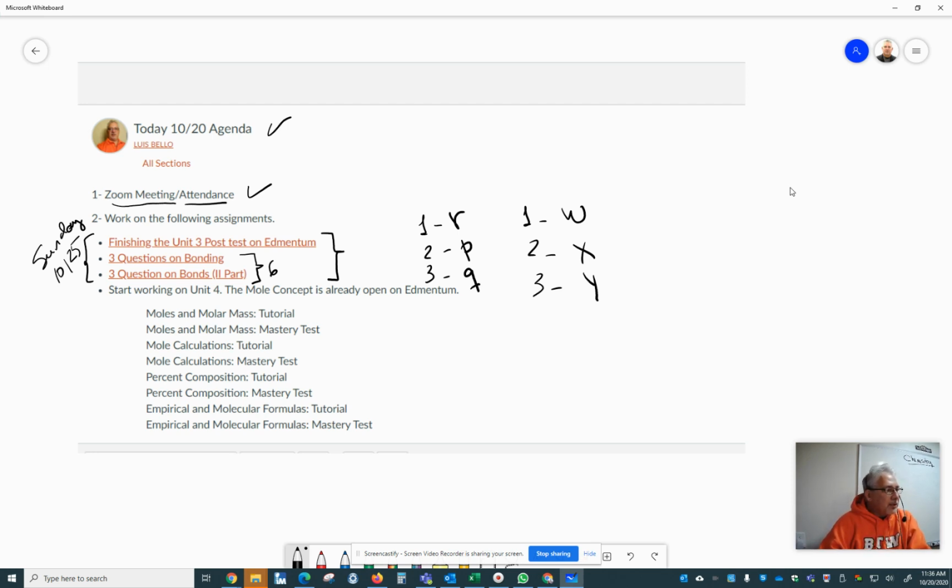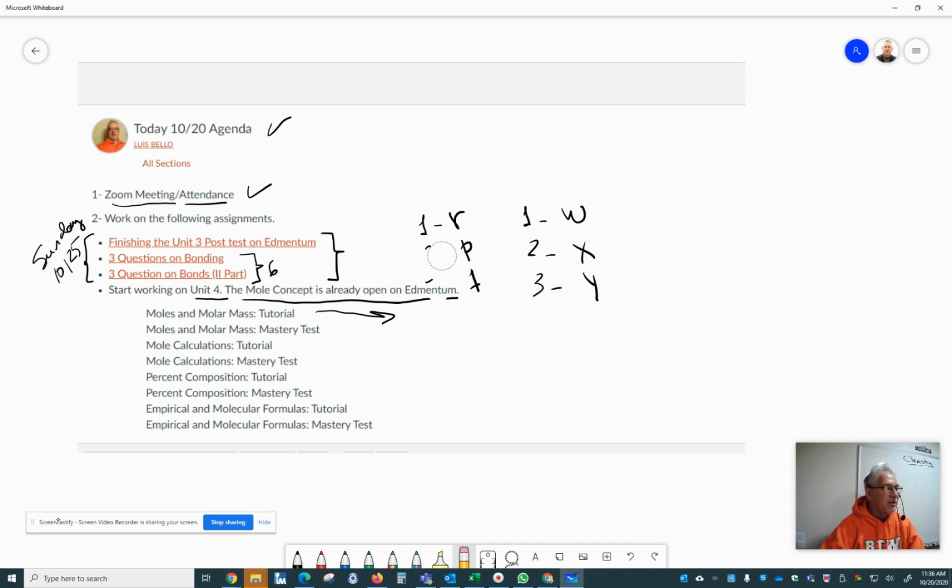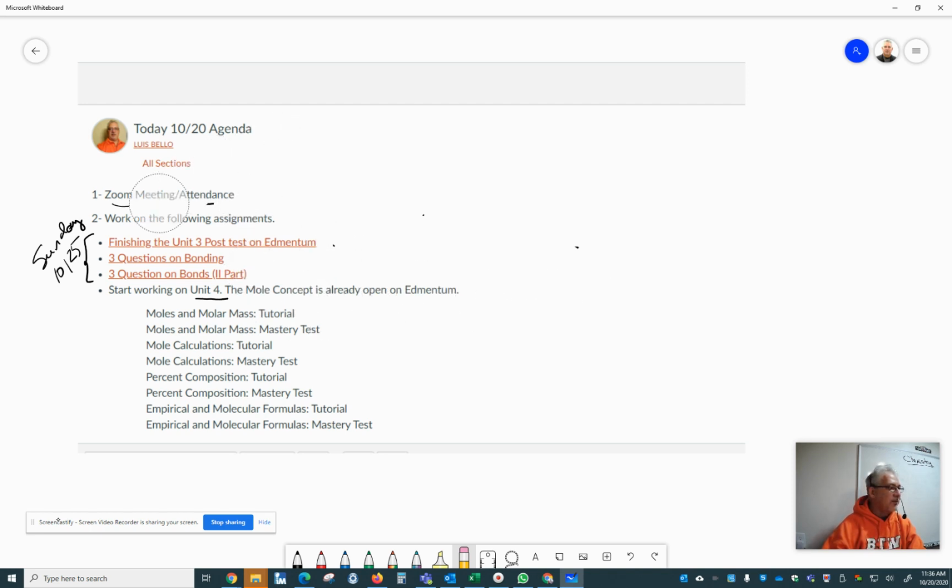So the next thing will be working on the moles and molar mass, and I'm going to give you a short explanation. Unit 4 is already open, mole concept on Edmentum. And the first thing that I'm going to do, let me see if I can get my eraser so I can have more room for writing. And I'm going to erase this here because I don't need that anymore. And I have more room for writing on the unit number 4. That will be this one. Okay, here it is.